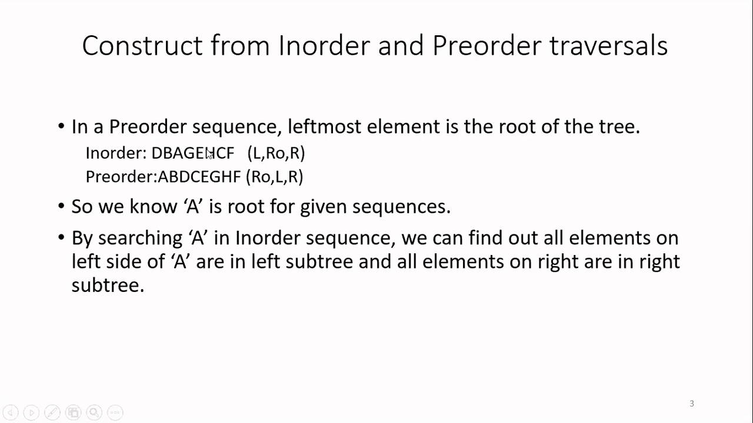First, let us look at how the in-order output will be. In case of in-order, we will have first the left subtree, then the root node, and then the right subtree. If it is pre-order, first you will have the root node appearing. After that, you will have the left subtree, then the right subtree. So this is the general way how we will print in-order and pre-order traversals.